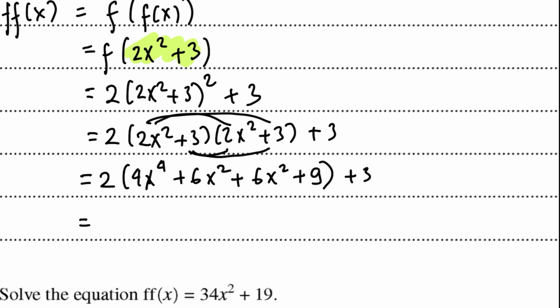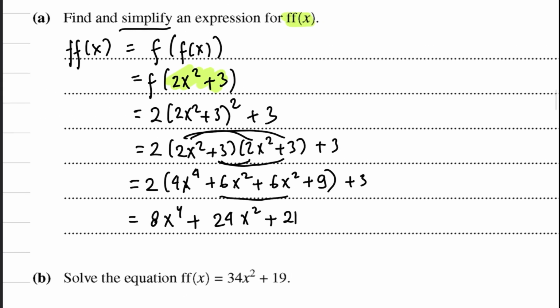And then we multiply again, and we'll get, this one is 12x squared, yeah? So we will get 8x^4 plus, this is 12 times 2, 24x squared, and 2 times 9, which is 18, plus 3. So you will get plus 21. This is our answer.